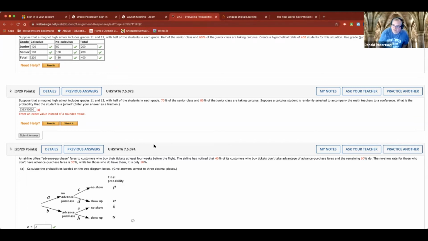Suppose a calculus student is randomly selected to accompany my teacher to a conference. What is the probability that that student is a junior? So we're being asked to find the probability that they're 11th grade, given that they take calculus. Well, that's it. And they want the answer as a fraction, then that's fine, we can do that.